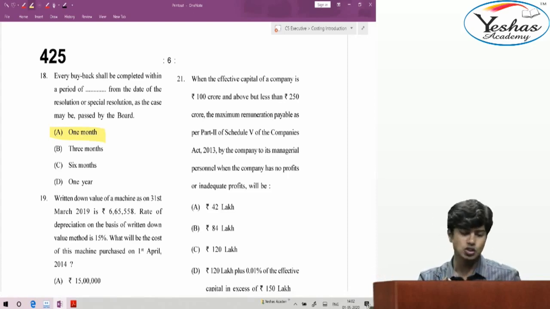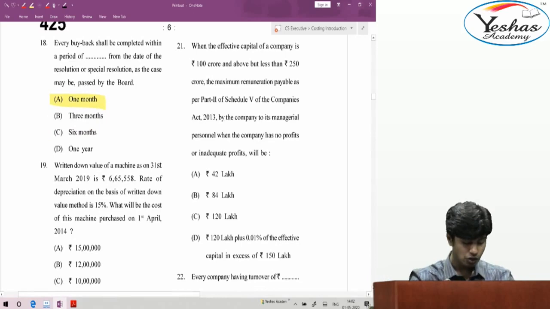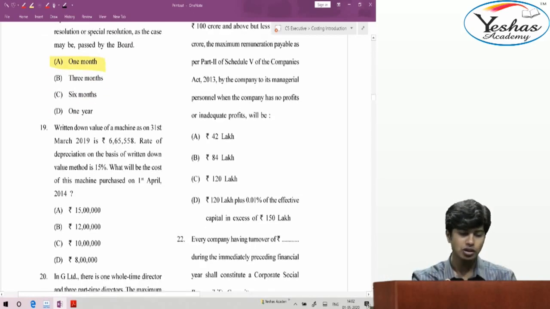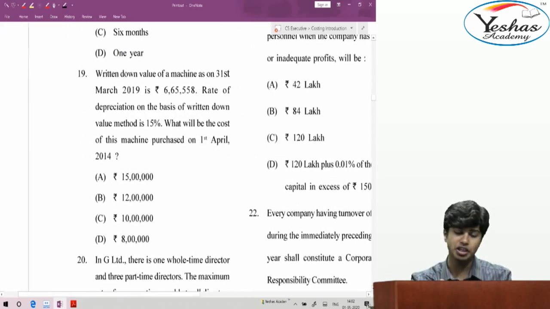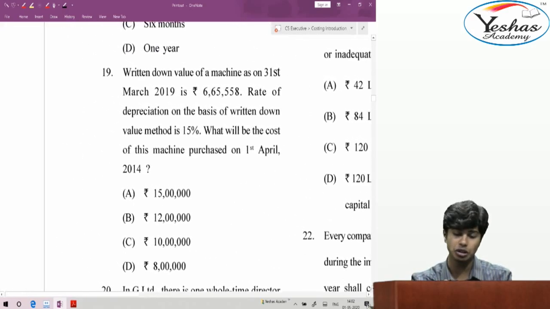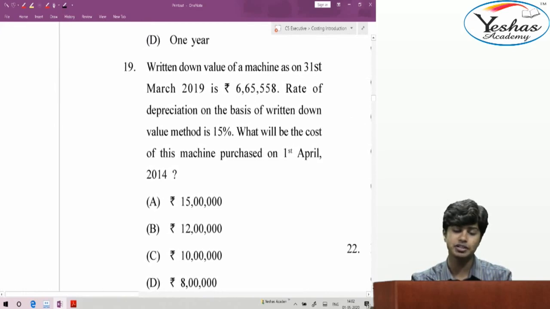Come on. Let us go to question number 19 now. What does it talk about? It talks about a machinery. What will be the cost of this machinery purchased on 1st of April 2014? So they are asking what is the cost when it was purchased on 1st of April 14.